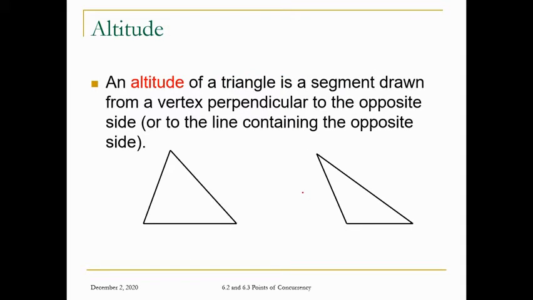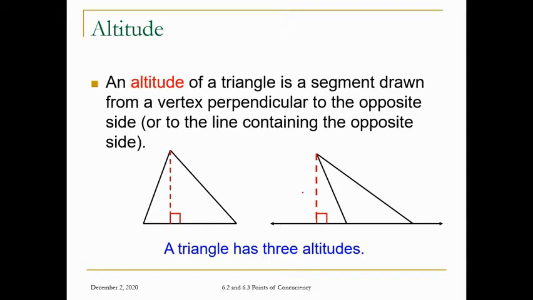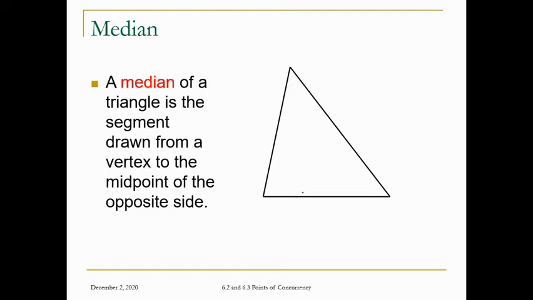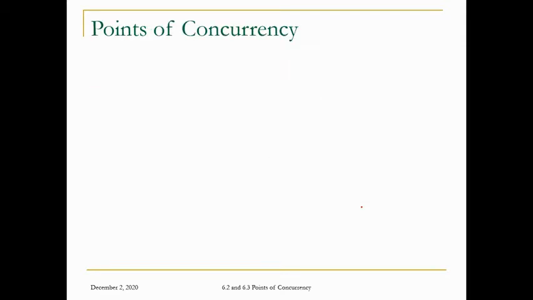Altitude. An altitude of a triangle is a segment drawn from the vertex perpendicular to the opposite side, or to the line containing the opposite side. A triangle has three altitudes, one for each vertex. A median of a triangle is a segment drawn from the vertex to the midpoint of the opposite side. Notice that it too cuts the line in half. Also notice that it is not perpendicular.